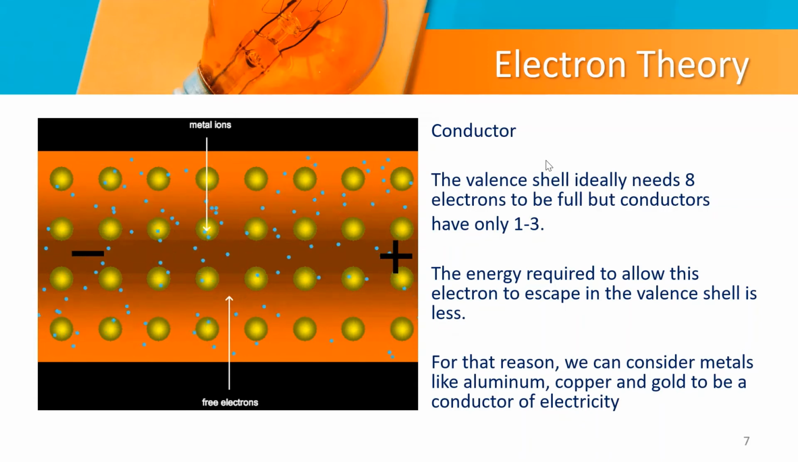Let's start with the conductor. The valence shell actually needs 8 electrons to be full, but conductors have only 1 to 3, and the energy required to allow these electrons to escape the valence shell is less. And for that reason, we consider metals like aluminum, copper, and gold to be good conductors of electricity because these materials have a valence shell of only 1 to 3.